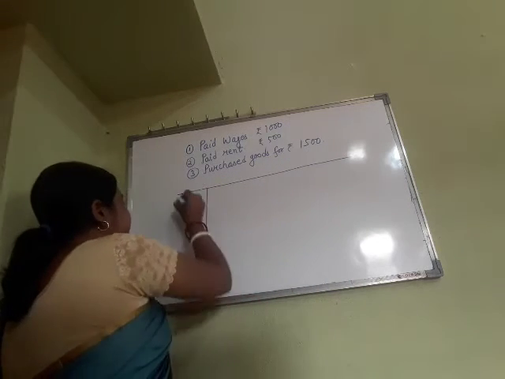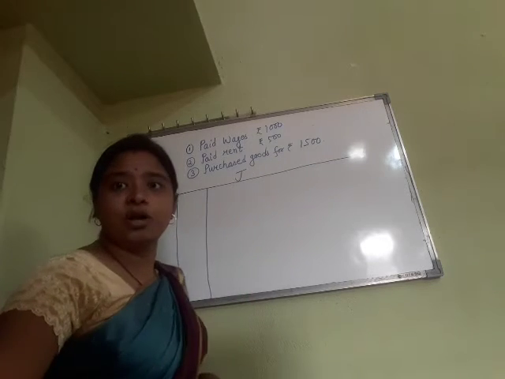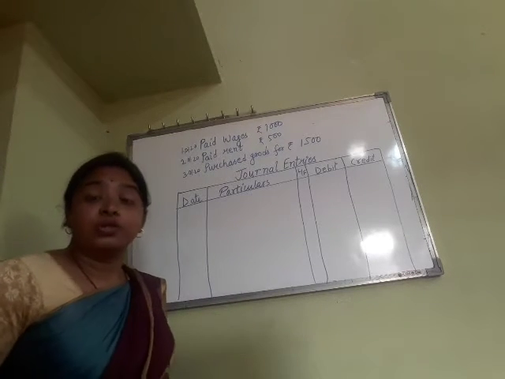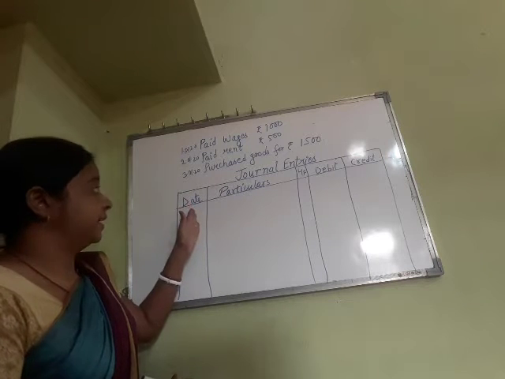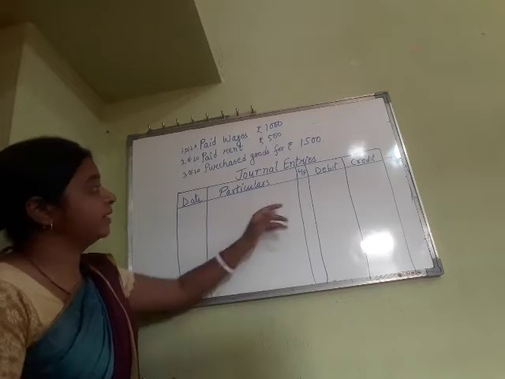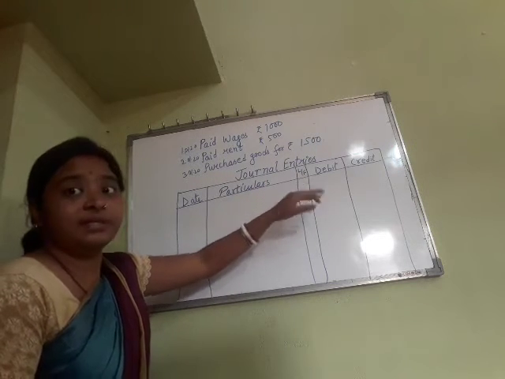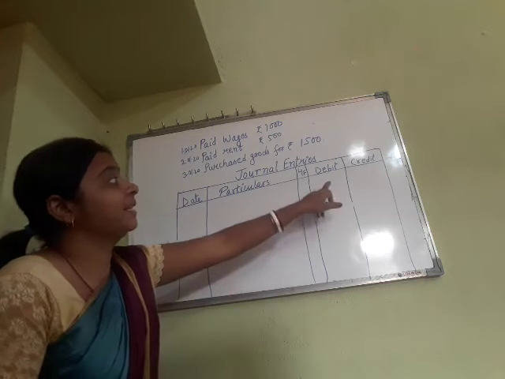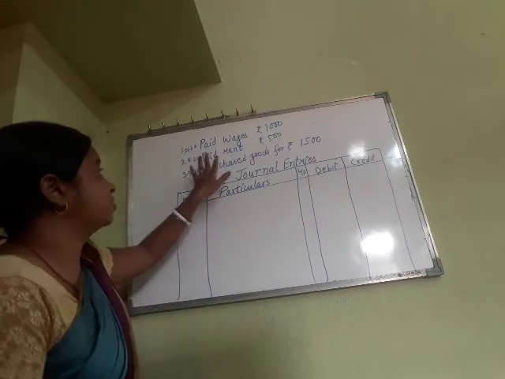So this is general entries. How can we make columns for it? As you can see, I have already made it. Date, particulars. Next, a thin line you will make. There we will write LF, meaning ledger folio. Then debit and then credit. Now let's read the first question.